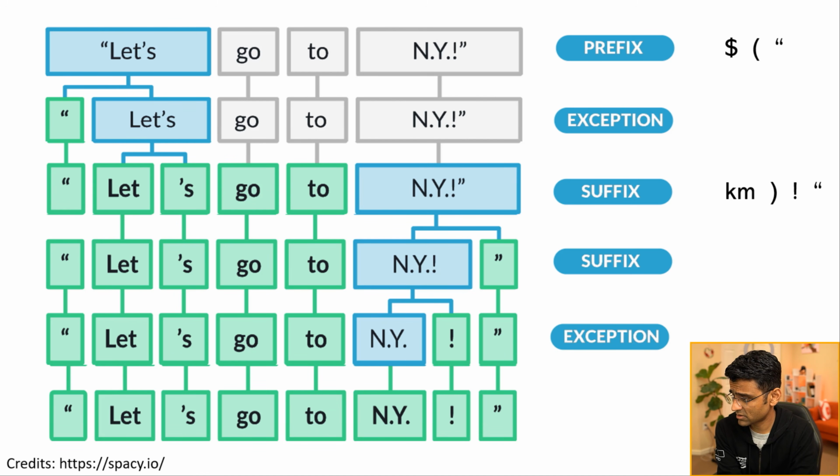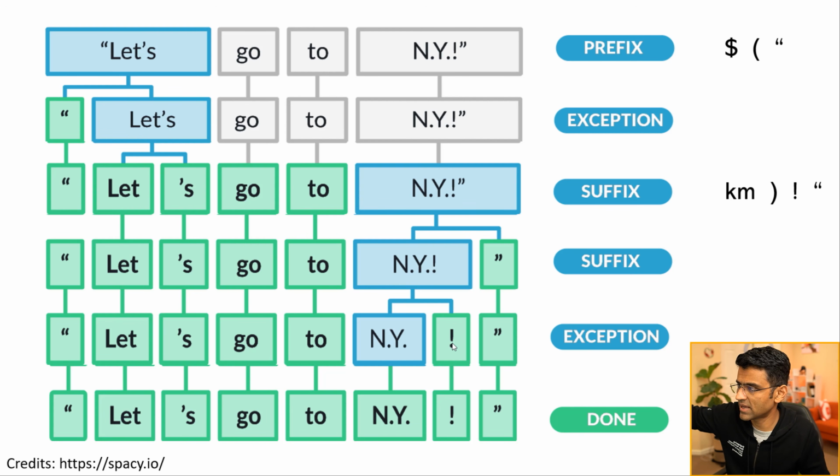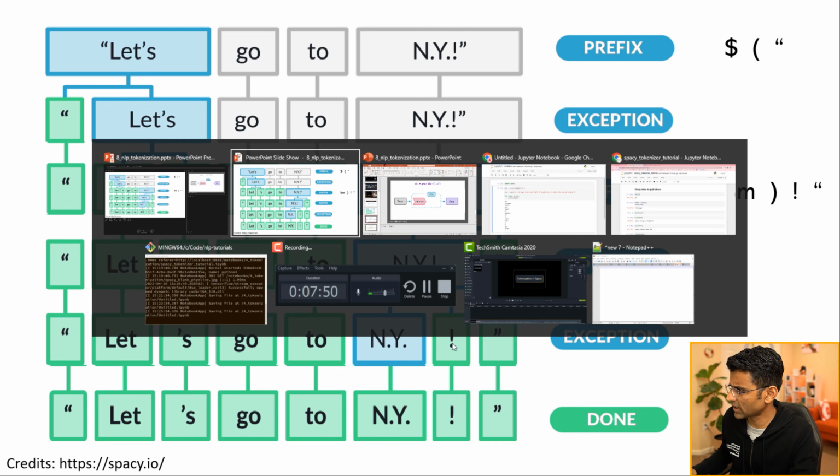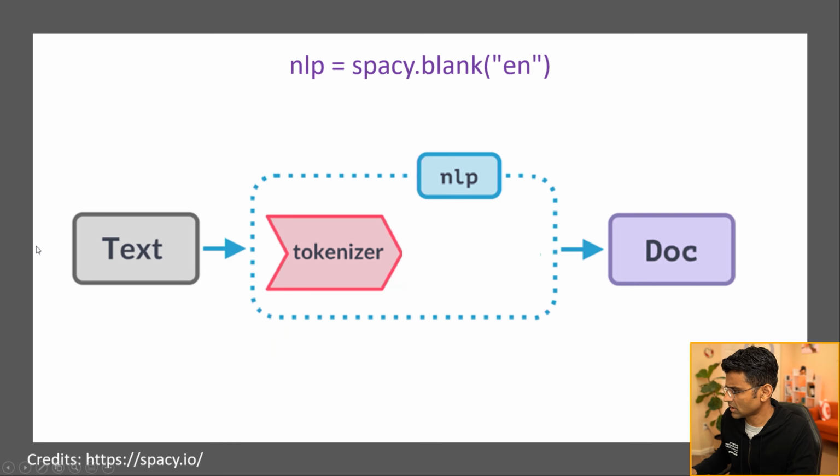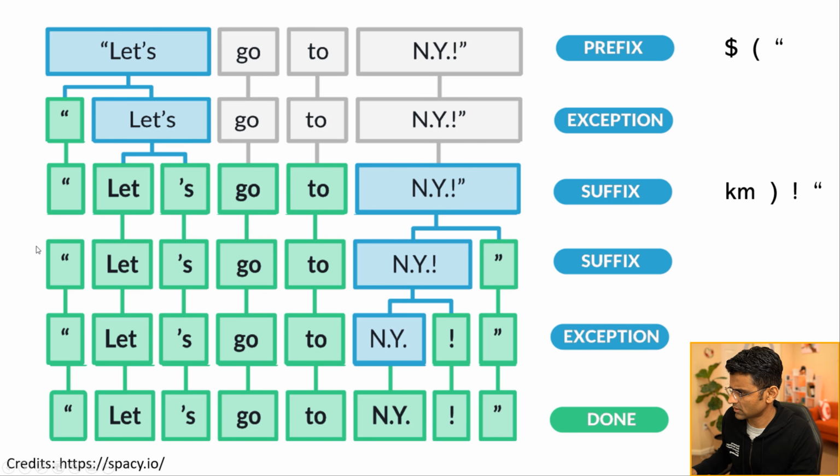Then one more exception would be, so the exception is split. Okay, so suffix was this and the exception was this. So now you split. Now your tokenization is complete. So if you feed this into Spacy's tokenizer, let's go to NY, you will get these kind of tokens. You want to try that, by the way? How about we try that? That would be nice.